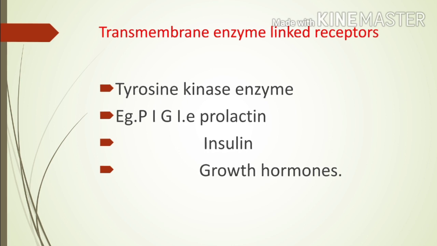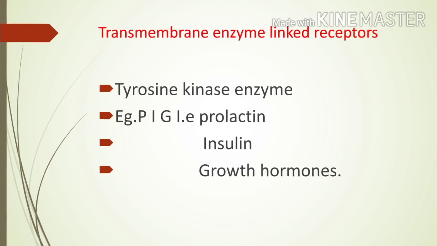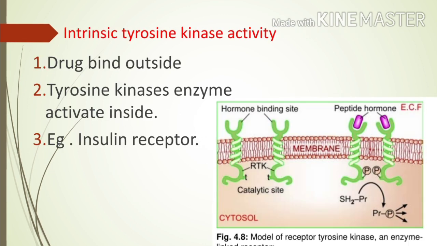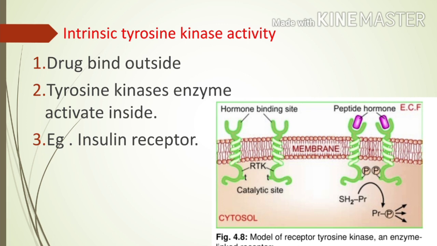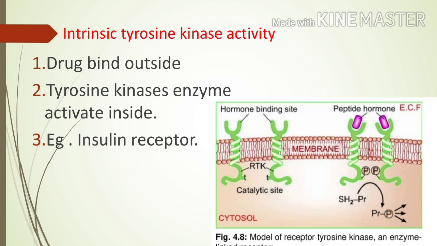It involves kinase enzyme activity, depending upon whether intrinsic activity is present or not. There are two types: intrinsic tyrosine kinase activity, and no intrinsic activity. So the first one, enzymatic receptors with intrinsic kinase activity. In this case, the drug binds outside and the tyrosine kinase enzyme is activated intracellularly. This type of enzymatic receptor is seen in insulin receptors.